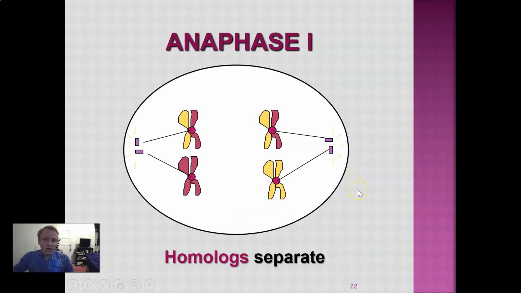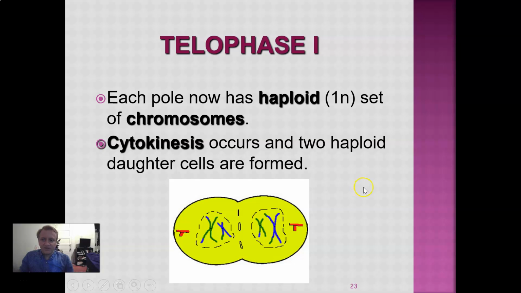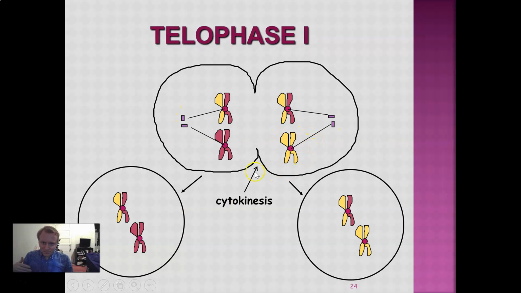So anaphase 1, your homologs separate. The final phase of meiosis 1 is telophase 1 / cytokinesis. And each pole now has one set of chromosomes, and they're going to actually get separated and split into two. So here's your cytokinesis. Your cleavage furrow is forming between these two, and what you wind up with at the end is two haploid cells, each of which contains unique chromosomes. So you see how this haploid cell is very different from this haploid cell.